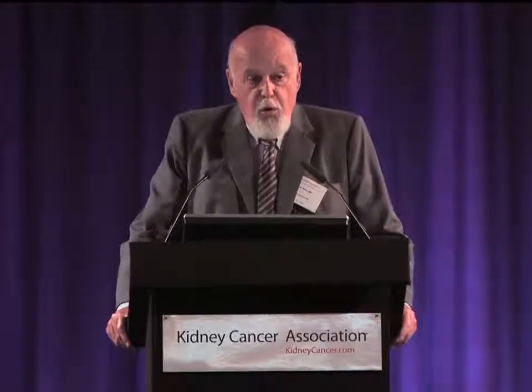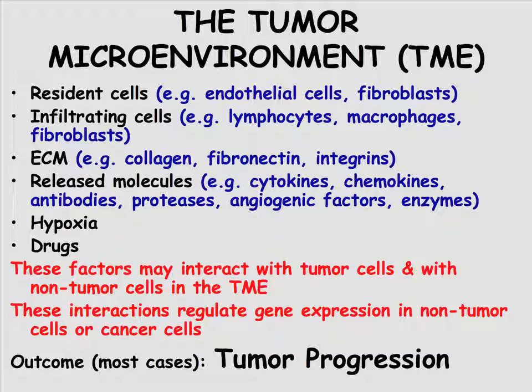Let me now go more or less in an ordered way in showing you what we mean when we talk about the microenvironment. As I told you, resident cells in the microenvironment include endothelial cells and some fibroblasts. If we are talking about infiltrating cells, we're talking about lymphocytes, macrophages, fibroblasts, and many others. And then there are many proteins in the extracellular matrix, such as collagen, fibronectin, and integrins. There are released molecules, released both from the tumor cells as well as from the non-tumor cells in the microenvironment: cytokines, chemokines, antibodies, proteases, angiogenic factors, other enzymes.